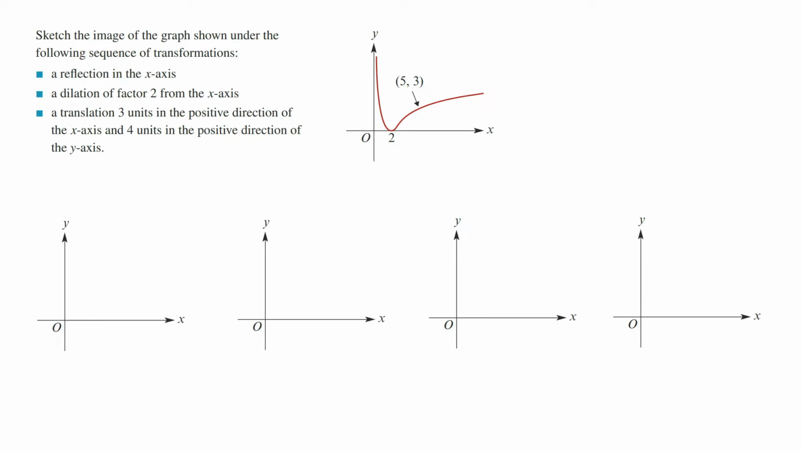Sketching the image of a graph under a sequence of transformations. For this Maths Methods question, we've been given a graph and a sequence of transformations, and we need to sketch the transformed function. Reading the first transformation, we've got a reflection in the x-axis.